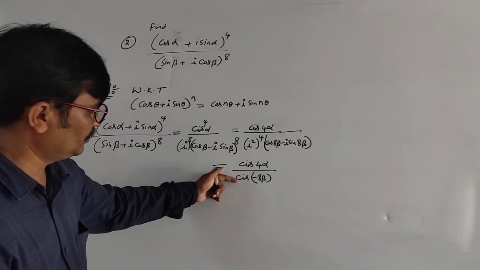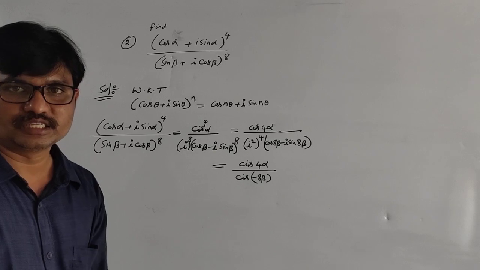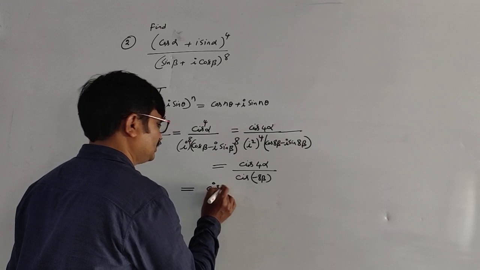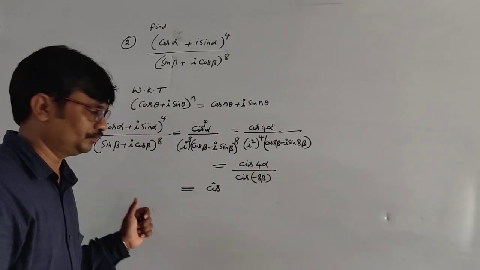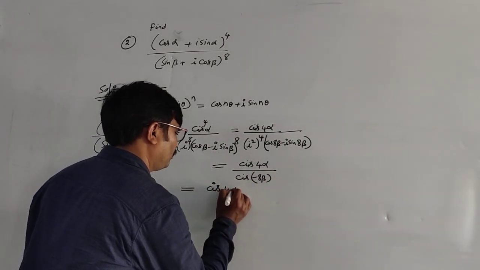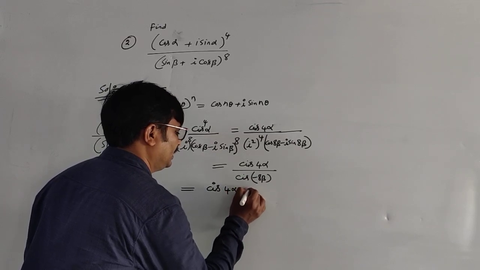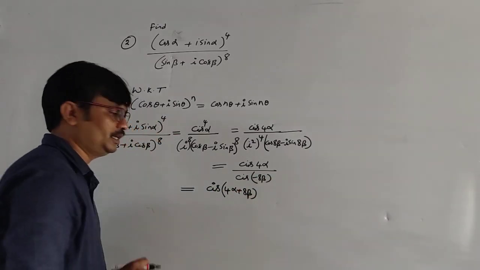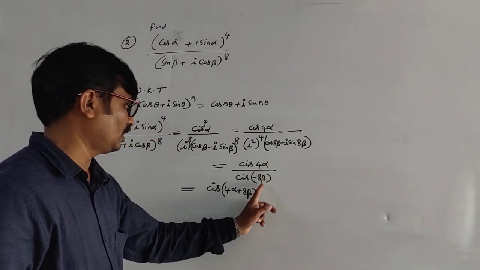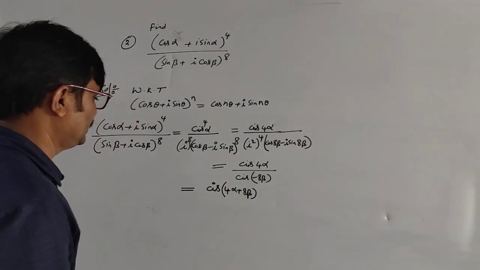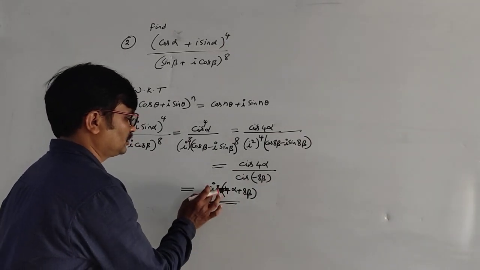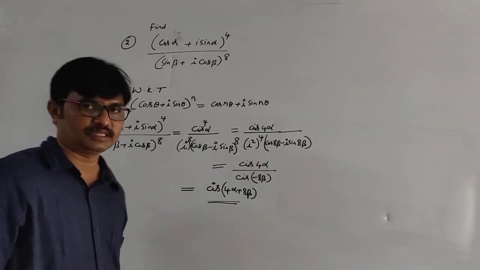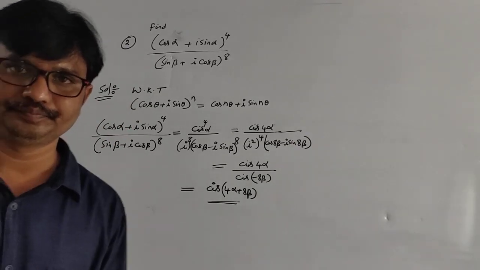Cis a by cis b is cis of a minus b. This is, students, cis a by cis b equals cis of a minus b. That is 4 alpha plus 8 beta. Okay students, this is the solution: cos of 4 alpha plus 8 beta plus I sin of 4 alpha plus 8 beta. Write down students.